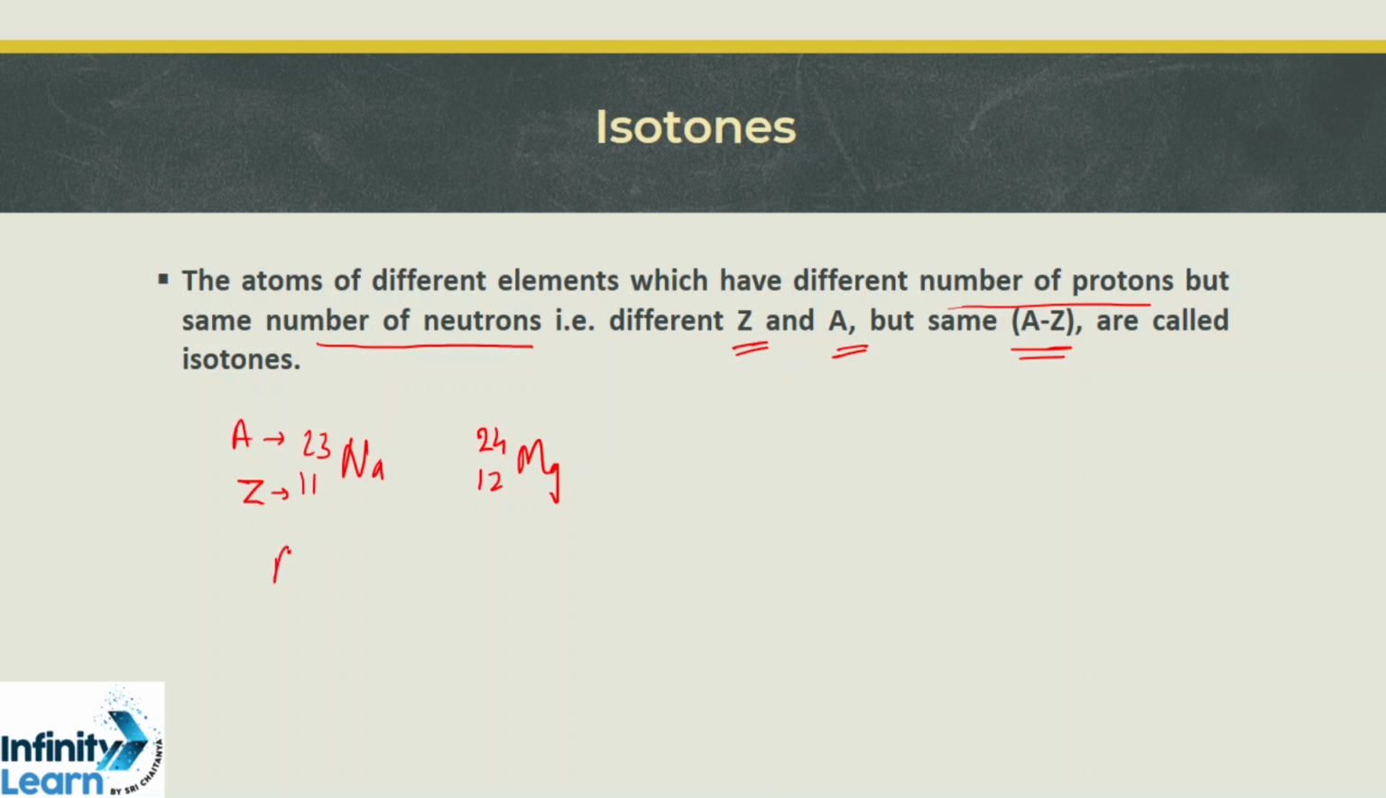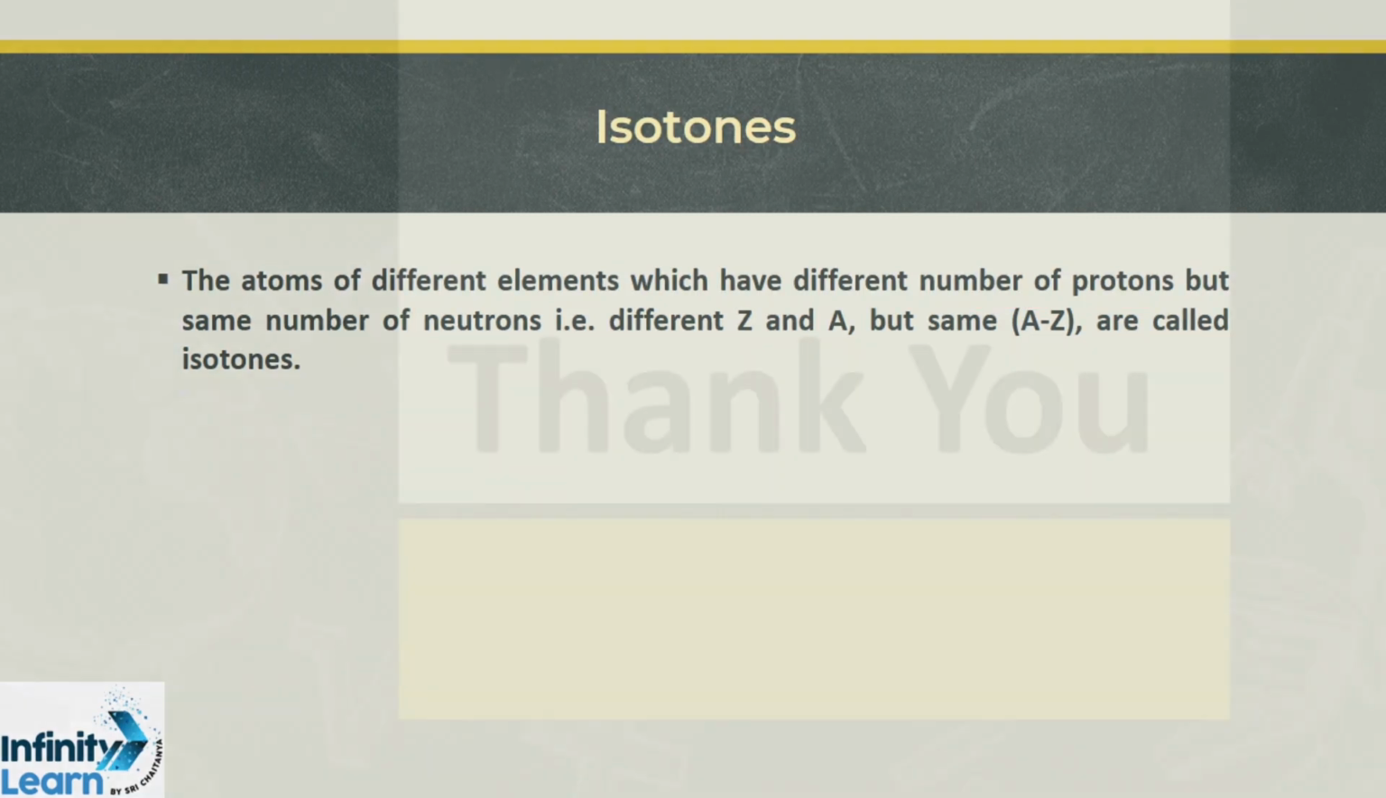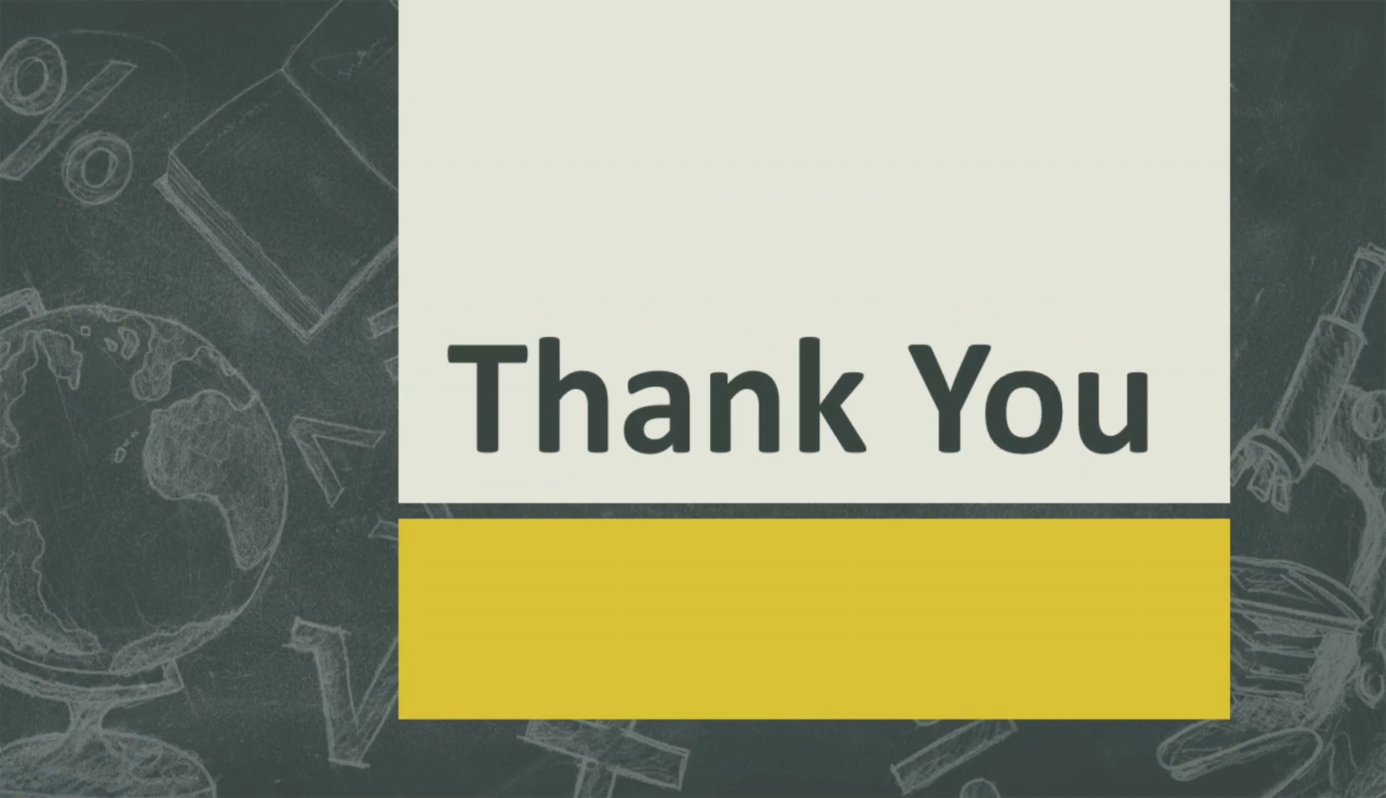But when we take the difference A minus Z, which is the number of neutrons, the number of neutrons in the first case is 12 and in the second case it is also 12. So the number of neutrons is the same here, and these elements which have the same number of neutrons but different numbers of protons and atomic mass numbers are called isotones. I hope the topic is clear to everyone. Thank you very much.